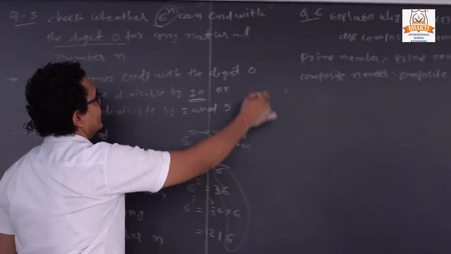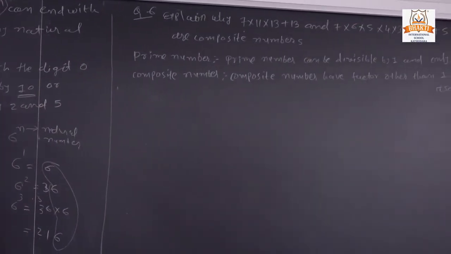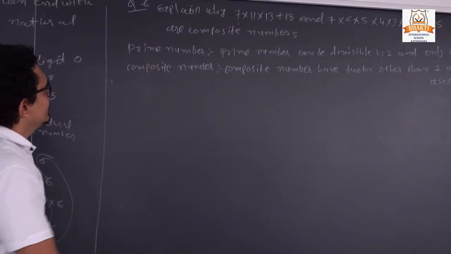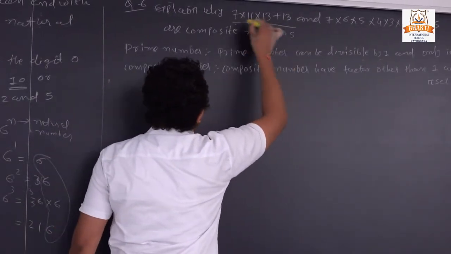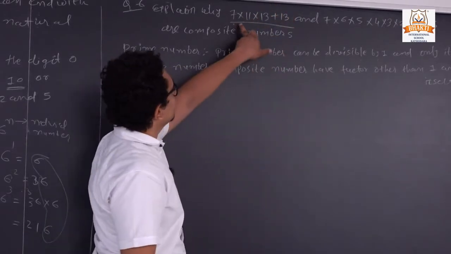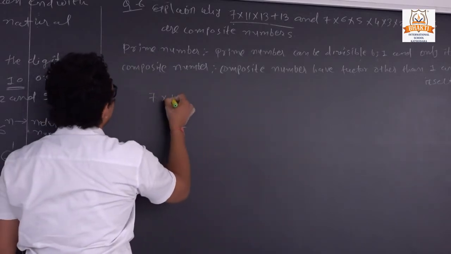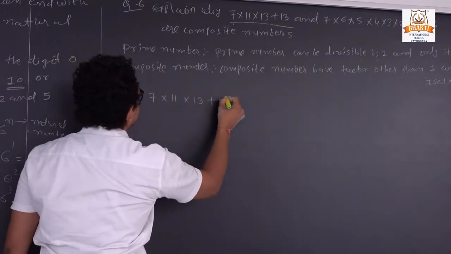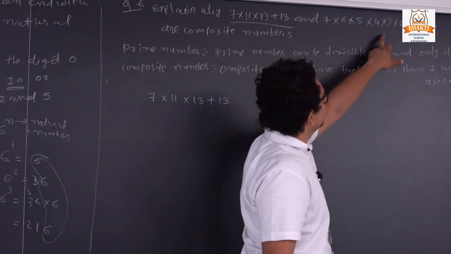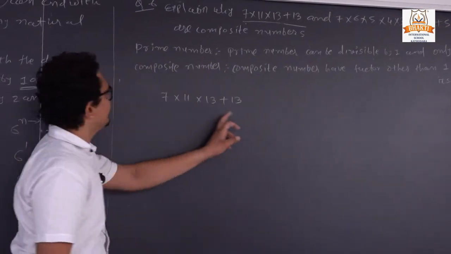Next, now we are going to start our next question. So it is our question number 6. Here they are saying that, explain why: one number is given, 7 into 11 into 13 plus 13. So these three numbers are in multiplication. So first of all we can write that number, 7 into 11 into 13 plus 13. And the second number is also given, 7 into 6 into 5 into 4 into 3 into 2 into 1 plus 5.